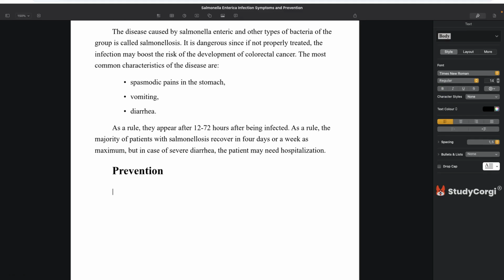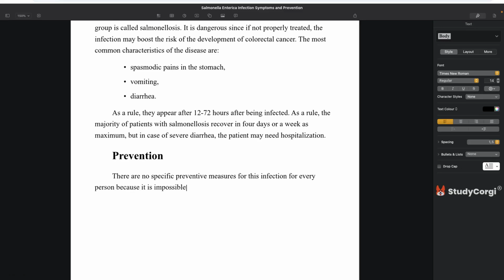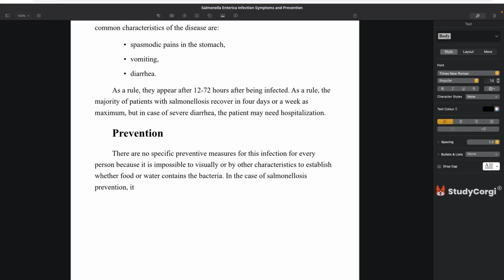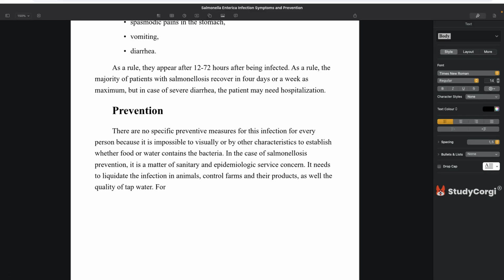Prevention. There are no specific preventive measures for this infection for every person because it is impossible to visually or by other characteristics establish whether food or water contains the bacteria. In the case of salmonellosis prevention, it is a matter of sanitary and epidemiologic service concern. It needs to liquidate the infection in animals, control farms and their products, as well as the quality of tap water.